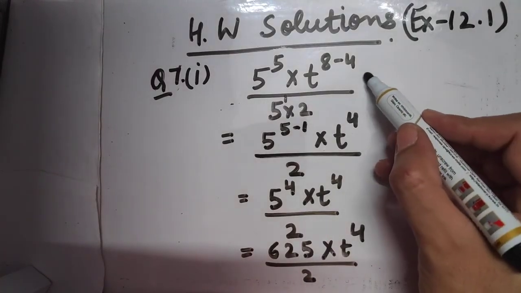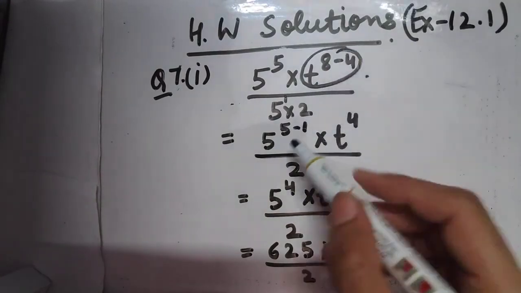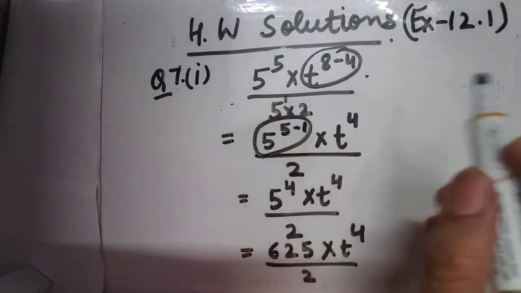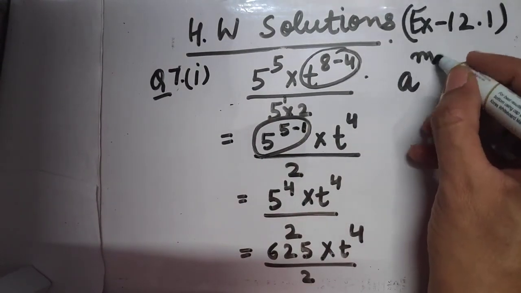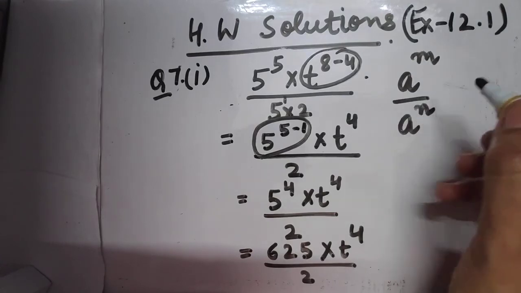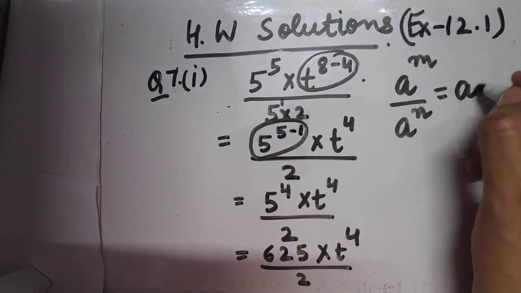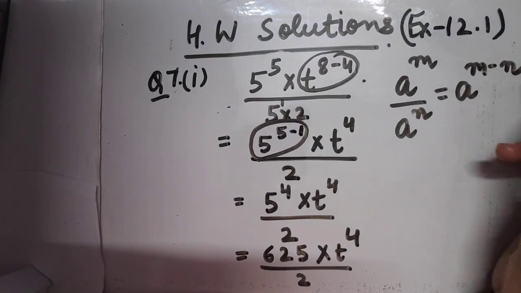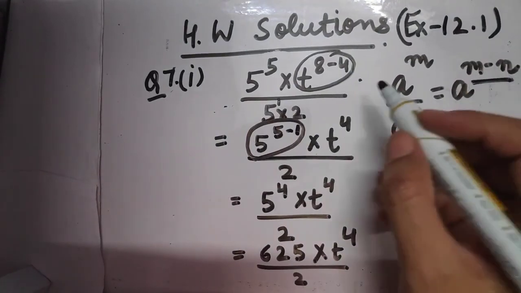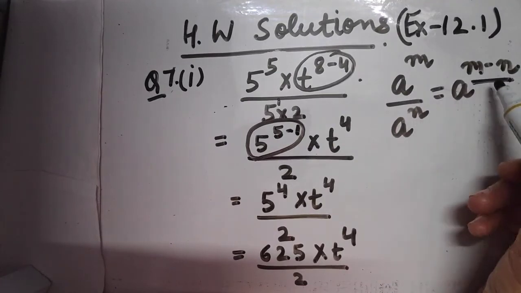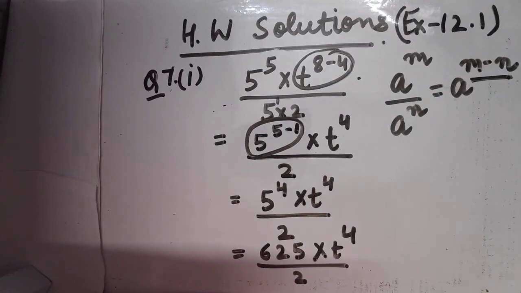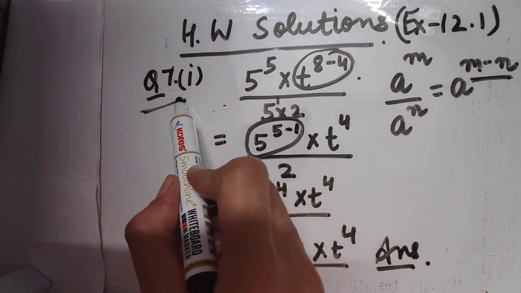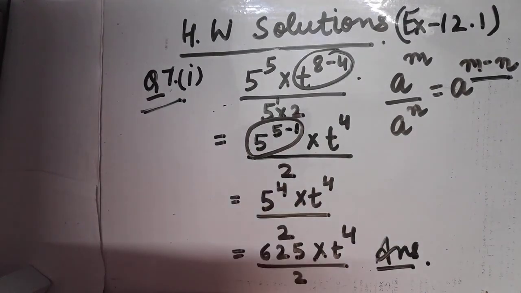Here, in this step and here, the law of exponents which I have applied, I am writing again here, that is a raised to the power m divided by a raised to the power n is equal to a raised to the power m minus n. These are to be subtracted. Exponents get subtracted when they have the same base and they are being divided. So I hope, dear children, you must have understood this 7th question first part. Second part you must have done yourself.